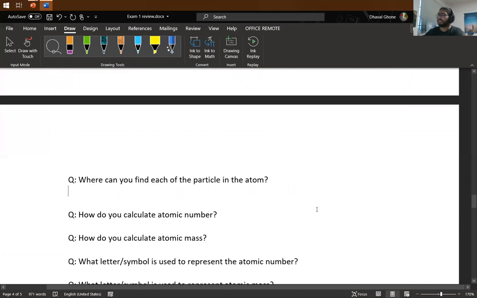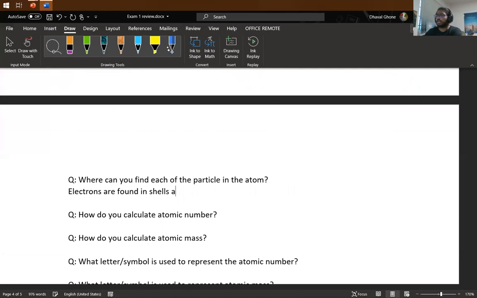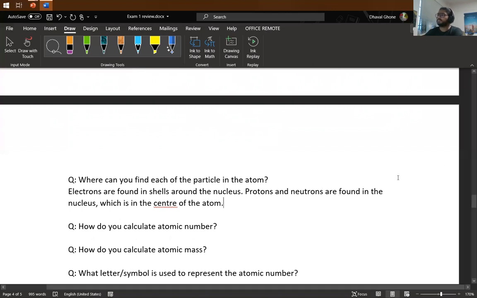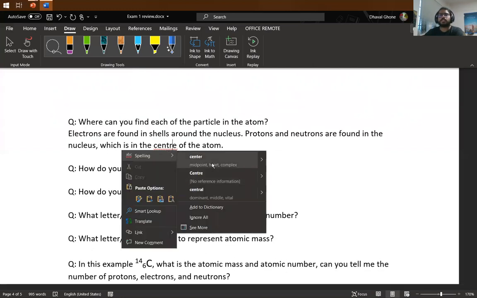Okay, so people said that electrons are found in shells around the nucleus, while protons and neutrons are found in the nucleus, which is in the center of the atom. Okay. The concept of shells comes up in module 4. I just mentioned it for the sake of answering this question. Oops, I think I missed the center.